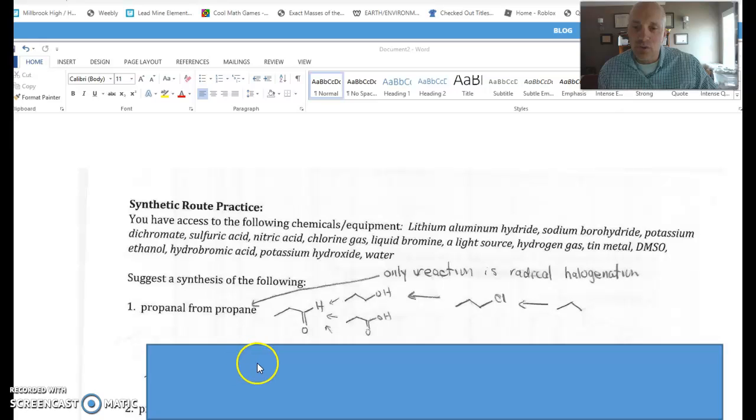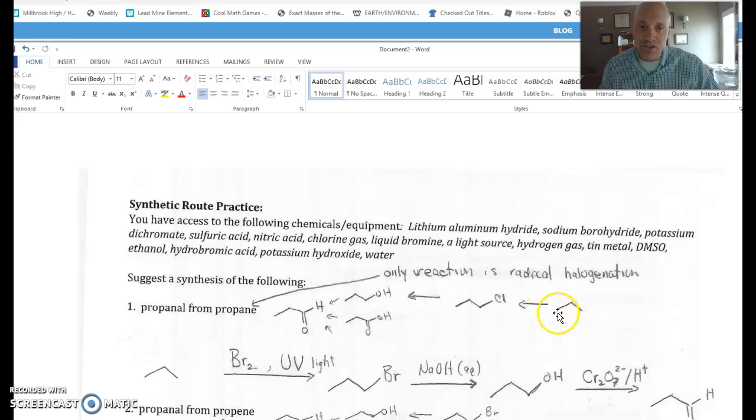So going forward, let's start with what we eventually figured out that we would need to start with. We're going to start with propane, and we could do a radical halogenation. I just chose liquid bromine here. You could have also done this with chlorine gas. The only difference would be that instead of the alkyl bromide, you would end up getting the alkyl chloride. You want to give the reagent and the conditions. You would want to treat it with UV light. That's your light source there.